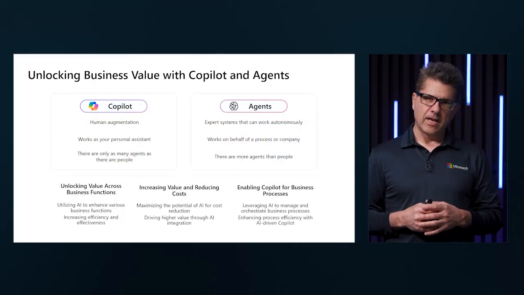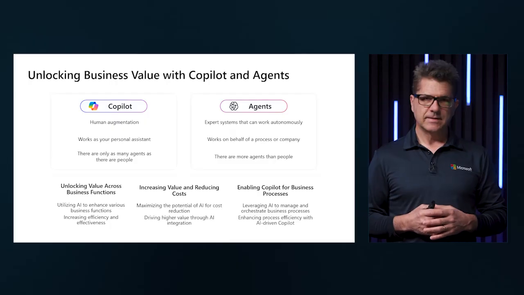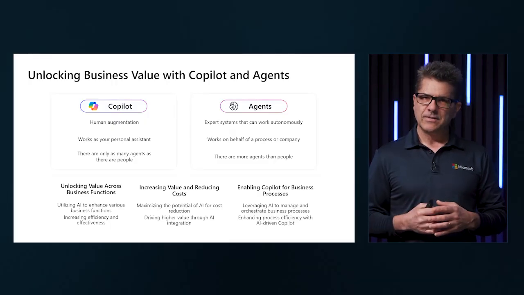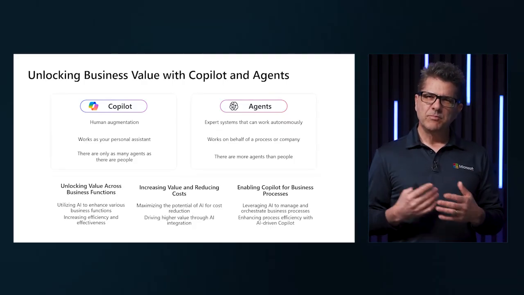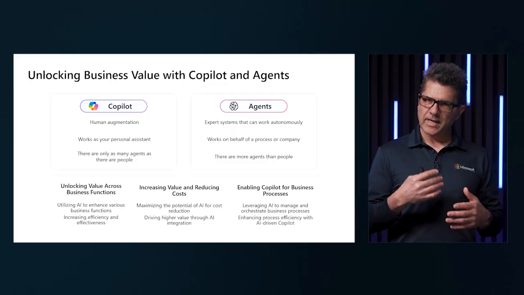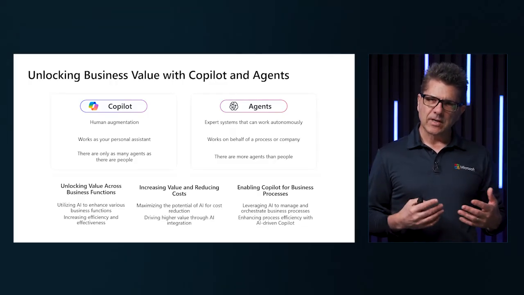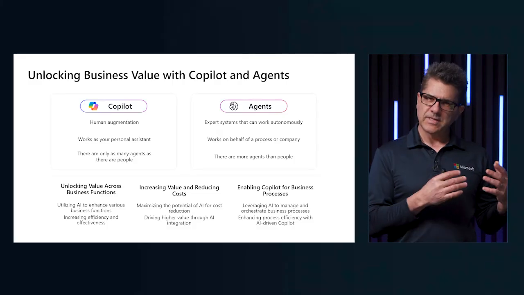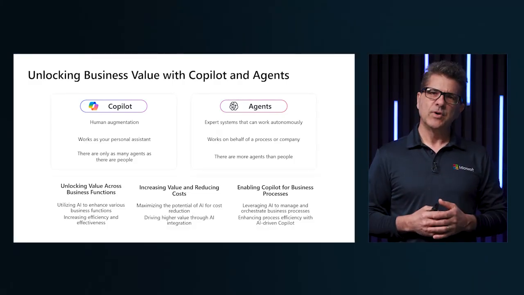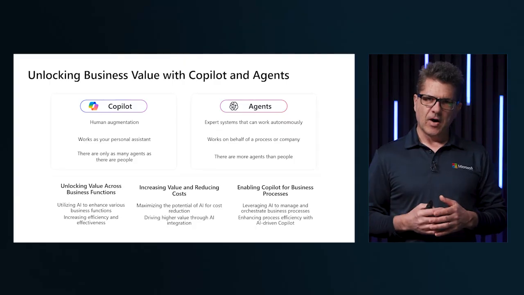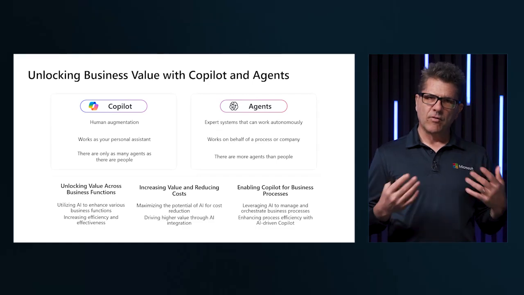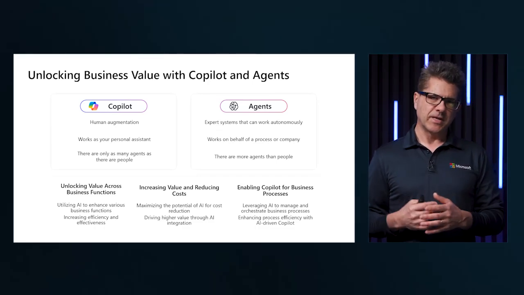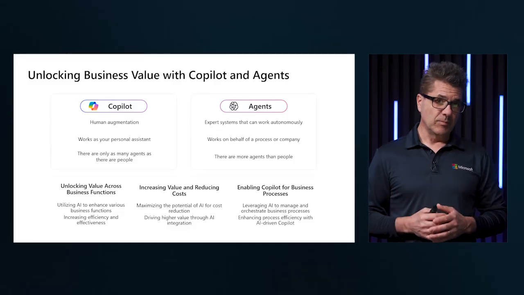We can unlock significant value across business functions by leveraging Copilot. This includes increasing value and reducing cost. We can also enable Copilot to manage business processes for automation, for further enhancing effectiveness. This is also accomplished with autonomous agents, and we're going to touch base on those, although they are in preview at the moment. So autonomous agents operate on behalf of your processes. They collaborate with you and your employees, providing comprehensive support and automation. Again, remember those are in preview, so we are not going to dive too deep into them.